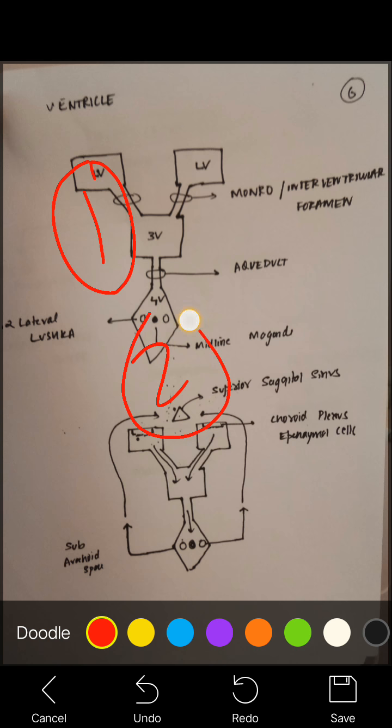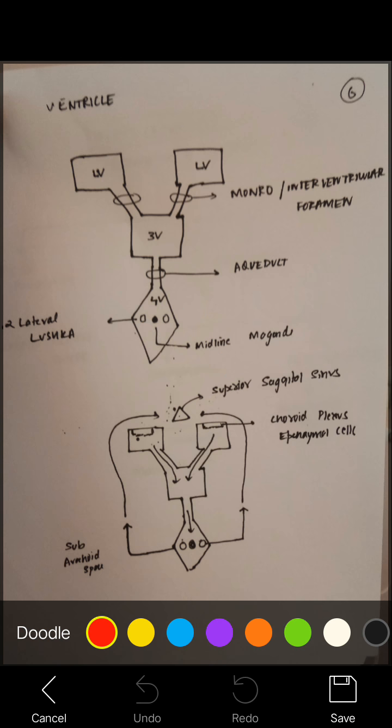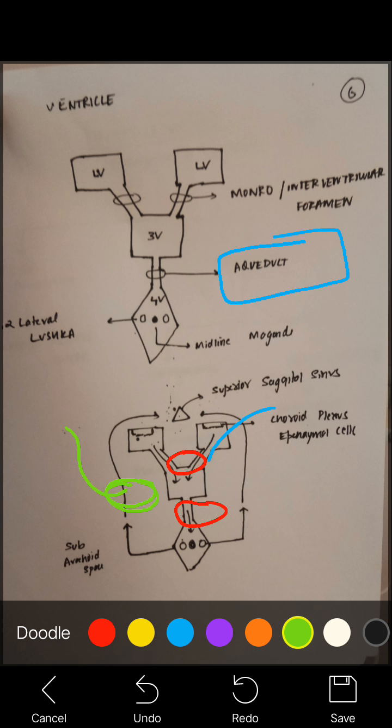Second thing is communicating and non-communicating hydrocephalus. Look into this picture. If there is any obstruction within the ventricles, it is called non-communicating hydrocephalus. If there is any obstruction outside the ventricular system, then it is called communicating hydrocephalus. The cause for non-communicating hydrocephalus is aqueductal stenosis. The cause for communicating hydrocephalus is tubercular meningitis. The adhesions produced by tubercular meningitis and also by subarachnoid hemorrhage are the cause for communicating hydrocephalus.